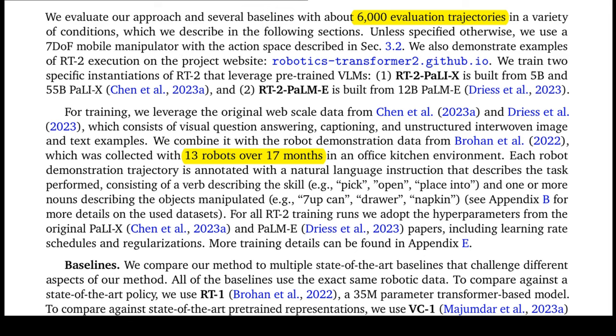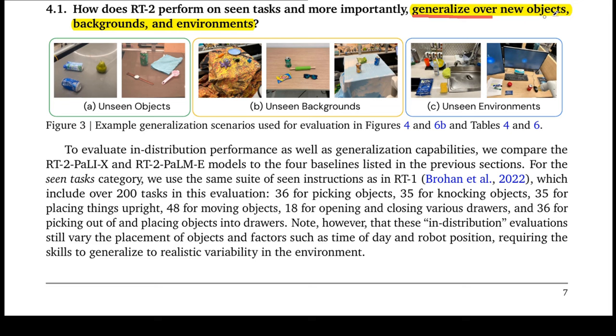Moving on to the evaluations, they evaluate RT2 with 6,000 trajectories in varying conditions such as background and environments. And for the dataset, they ran 13 robots over 17 months in an office kitchen environment with demonstrations of actions such as pick, open, place into, and objects such as 7-Up can and napkins, etc. The main question for evaluation is how well does the model generalize over unseen new objects, backgrounds, and environments. So they split the evaluation set into three categories and additionally split the categories into easy and hard.